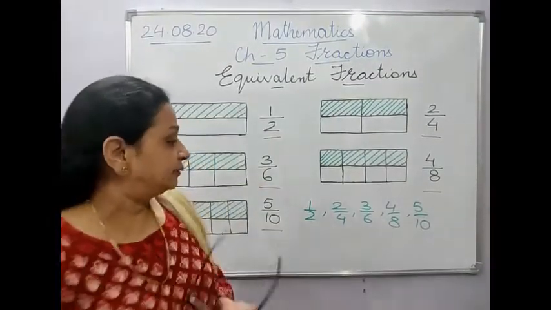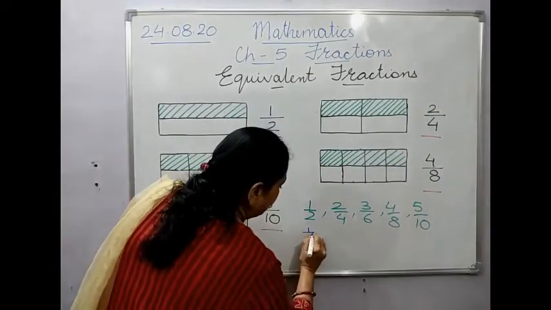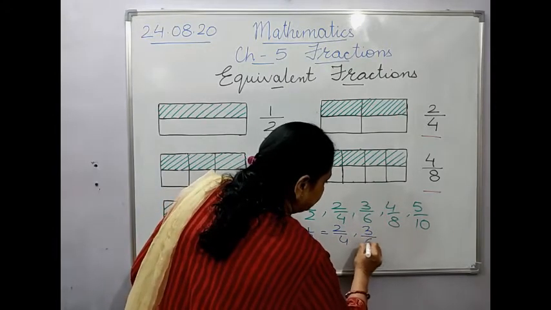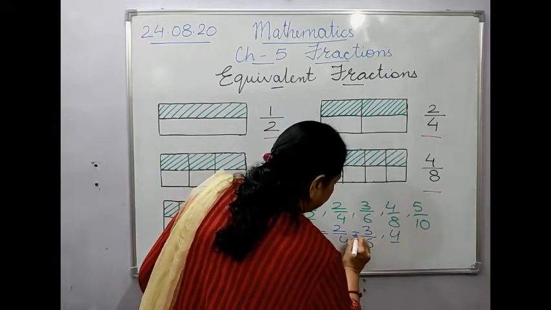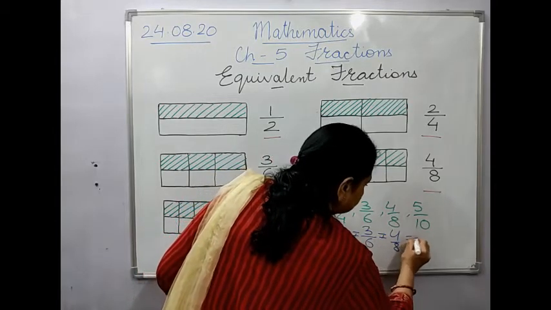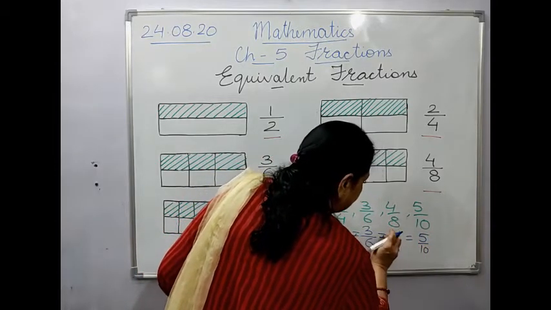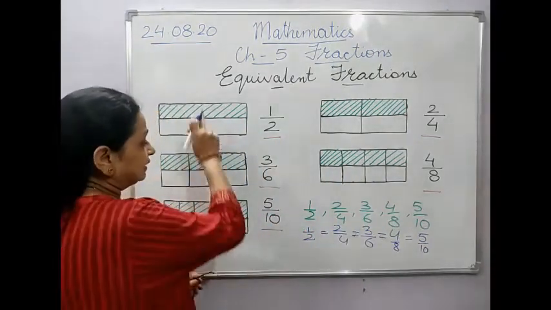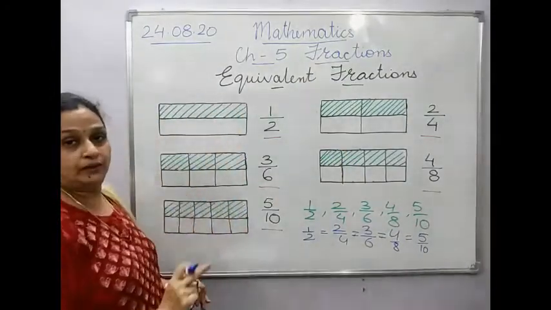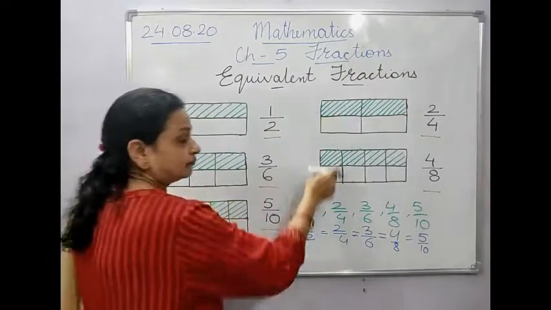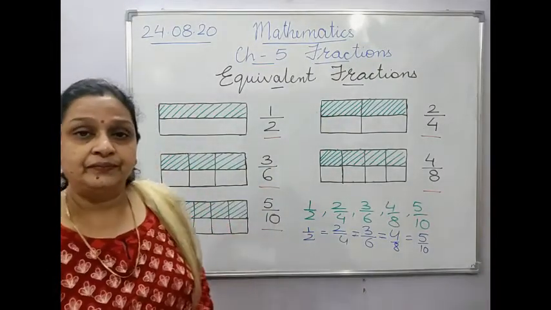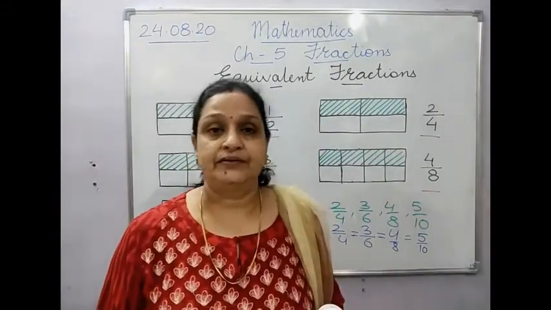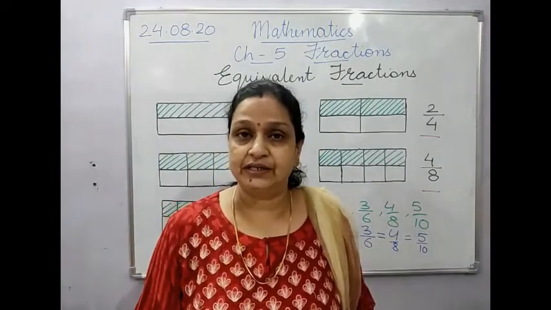So we can say that 1 upon 2 is equal to 2 upon 4 is equal to 3 upon 6 is equal to 4 upon 8 is equal to 5 upon 10, and they are called equivalent fractions. They represent the same part of a whole. Clear? Okay. Now, how do we represent an equivalent fraction? How do you make an equivalent fraction? This we will learn.